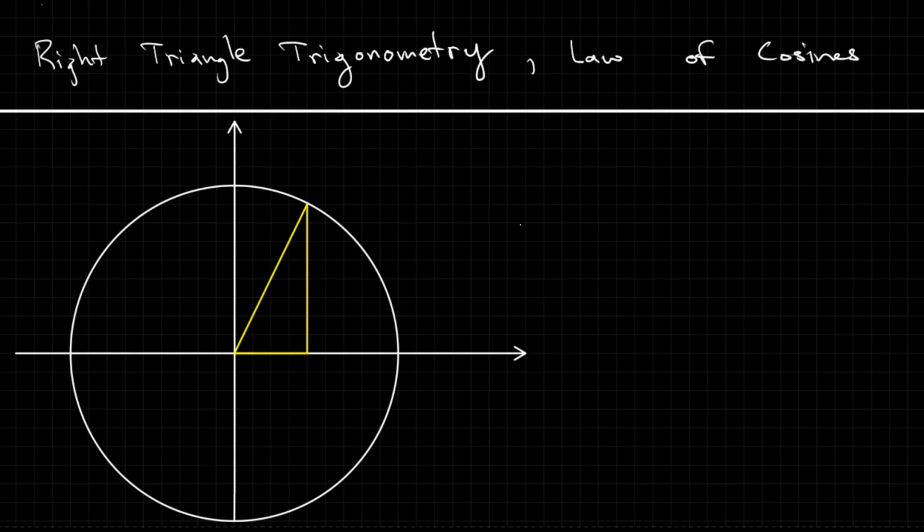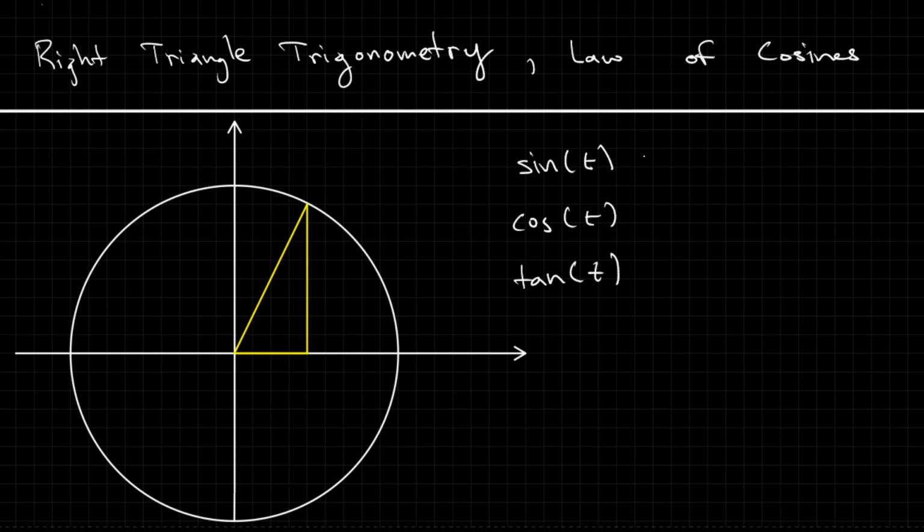In this sequence of videos, we're going to discuss right triangle trigonometry and the law of cosines. These are two related but different topics. So let's talk about an overview of both of them briefly. With right triangle trigonometry, we're going to take the trigonometric functions that we've discussed beforehand, things like sine of t, cosine t, tan t, etc.